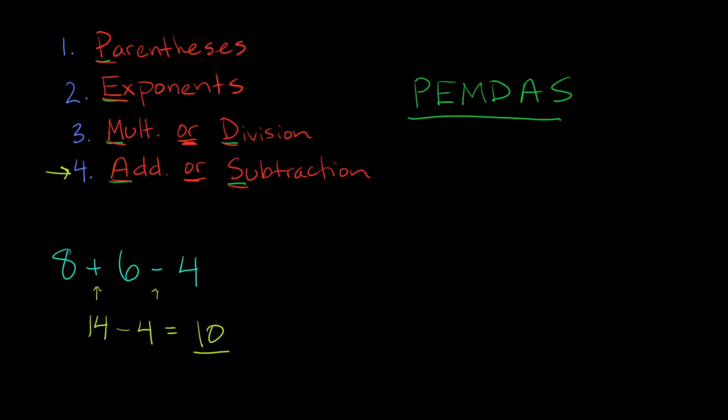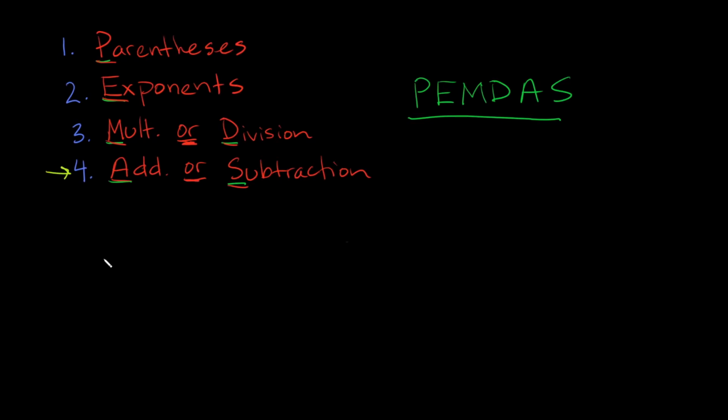Now, what if we switch this up a little bit? What if I had 8 minus 6 plus 4? Well, again, all we have here is addition or subtraction. So which one are you supposed to do first? The subtraction or the addition? Well, in this case, you would do the subtraction first. Why? Because it's the first one that pops up when you read this problem left to right. So here you would do 8 minus 6, which is 2. And then you'd bring down the rest of your problem, this plus 4. So then here you just have 2 plus 4, which is equal to 6. Okay, and there's your answer.